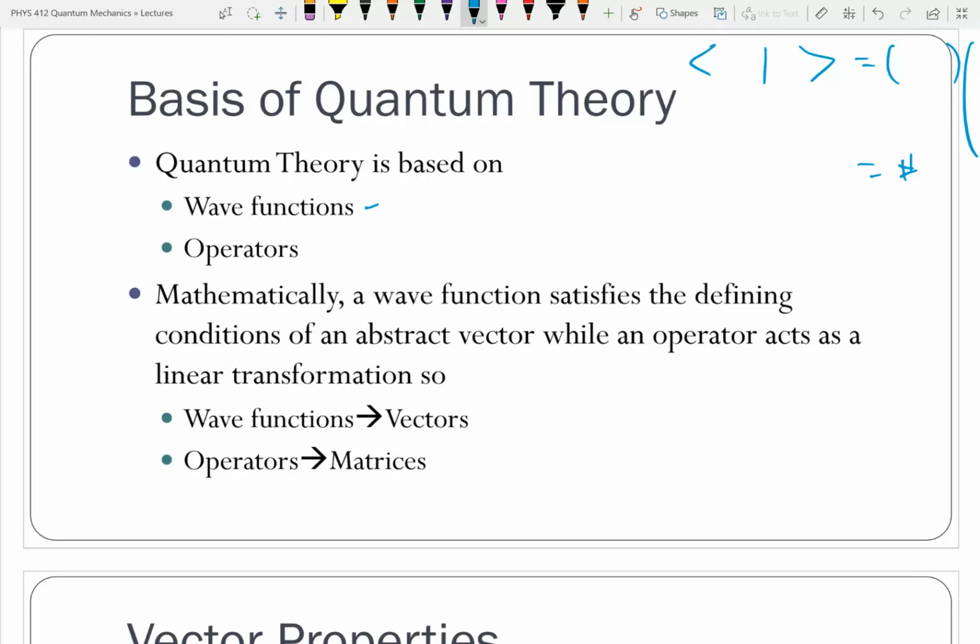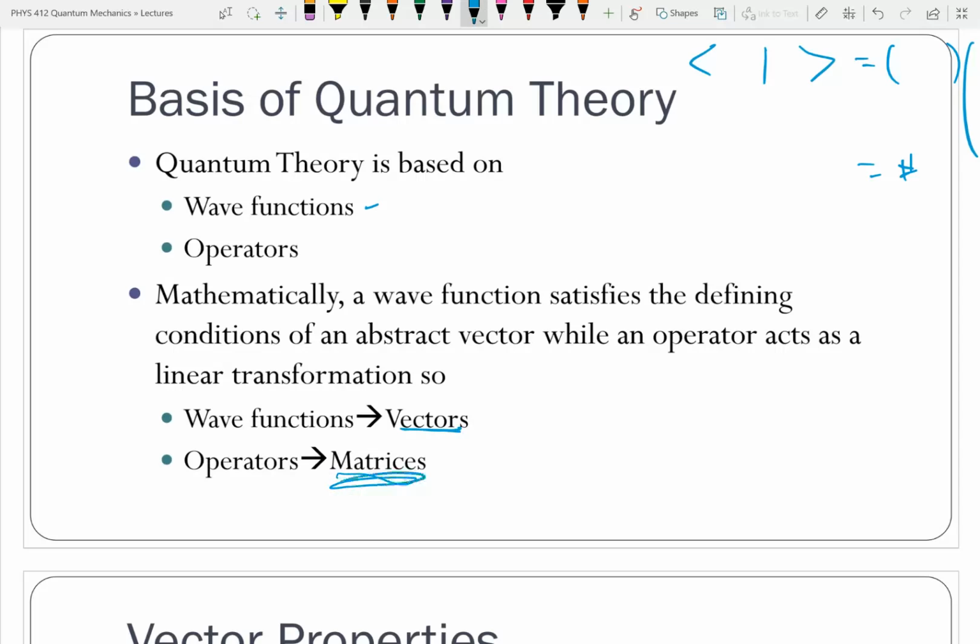And then we had operators. What's the purpose of an operator in quantum mechanics? To get information out of the wave function. You get the observable information. So an operator acting on a wave function should give you the value for an observable thing, like position, for that wave function. So now mathematically, wave functions are vectors.